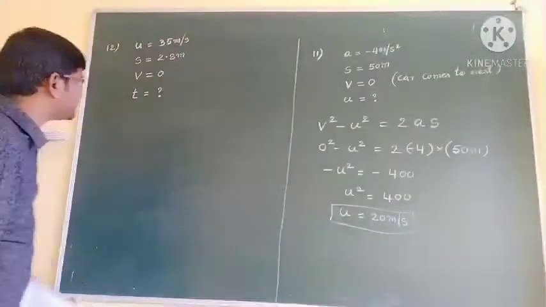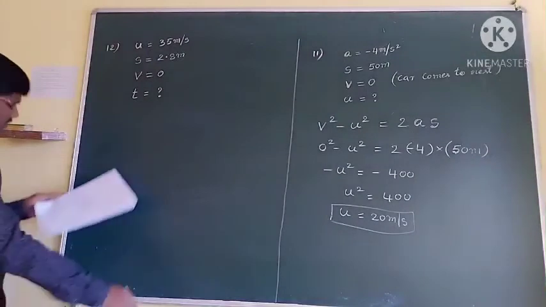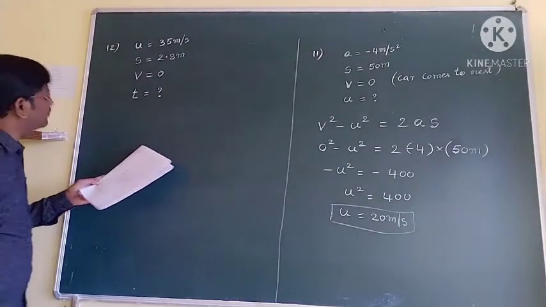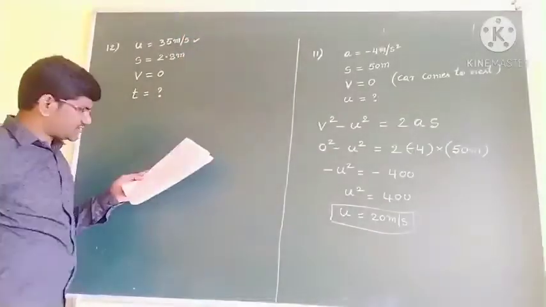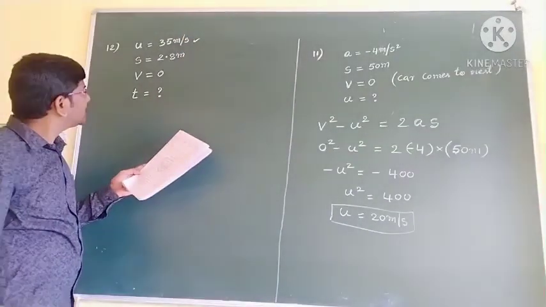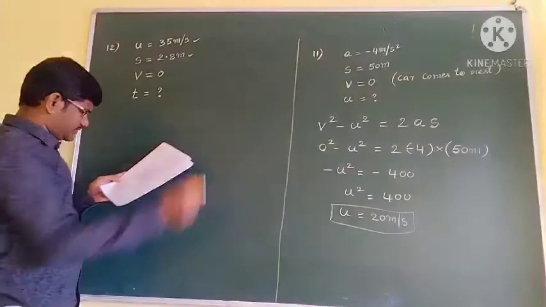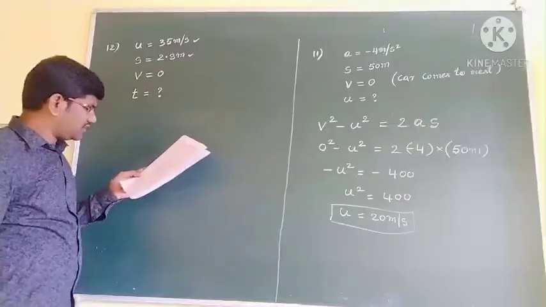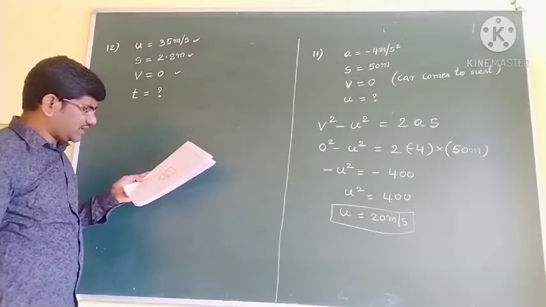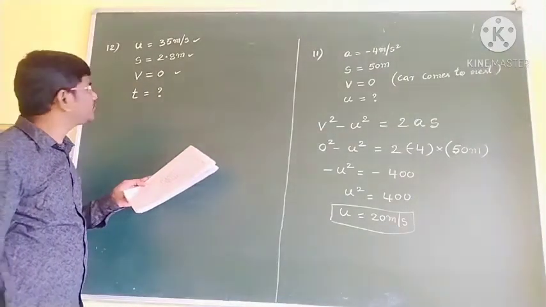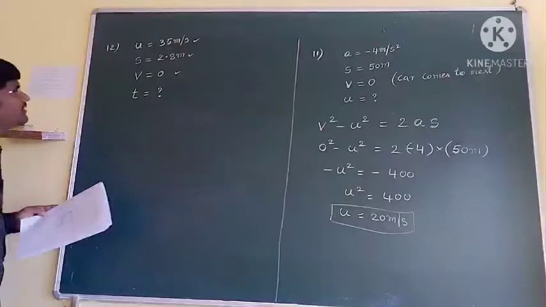Okay students, see for this given data, what is that 12th question? A bullet moving with a speed of 35 meters per second penetrates 2.8 meters in a wooden plank and comes to rest. So final velocity becomes 0. Find the time of penetration of the bullet. Question mark is time of penetration of the bullet.